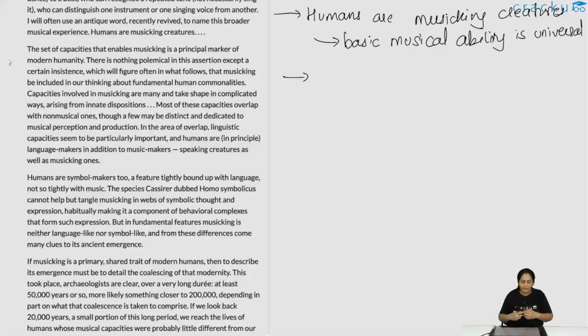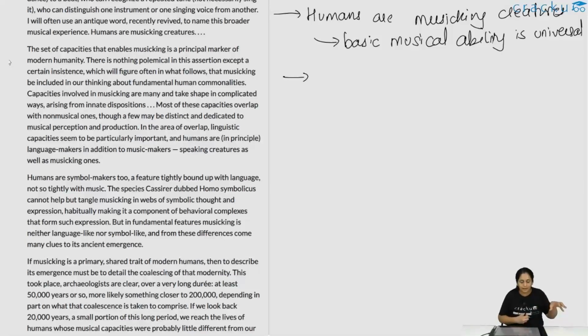And the author basically says that this is not a controversial opinion, other than the insistence that it should be included in what we consider a fundamental human commonality, basically saying that it is something common to all humans all over the world. Once you think of it that way, essentially it's something very basic and universal to humans.